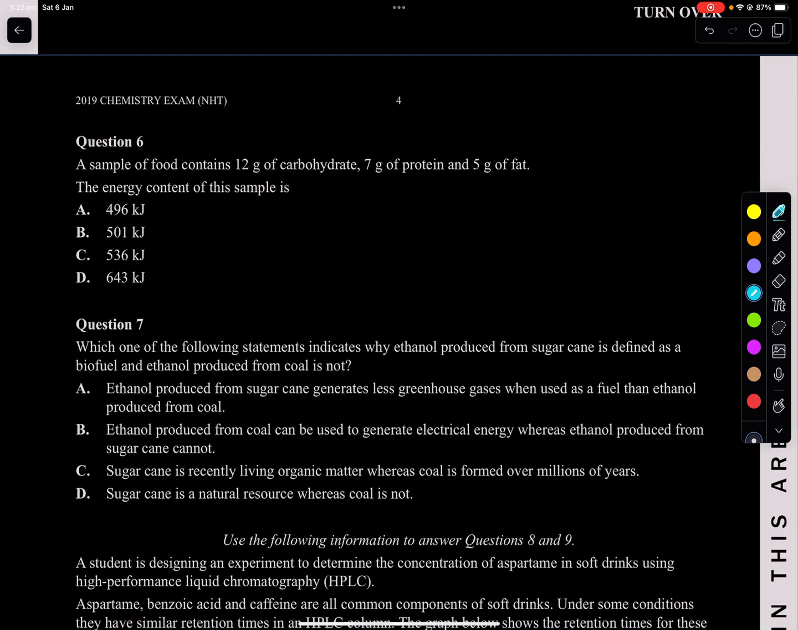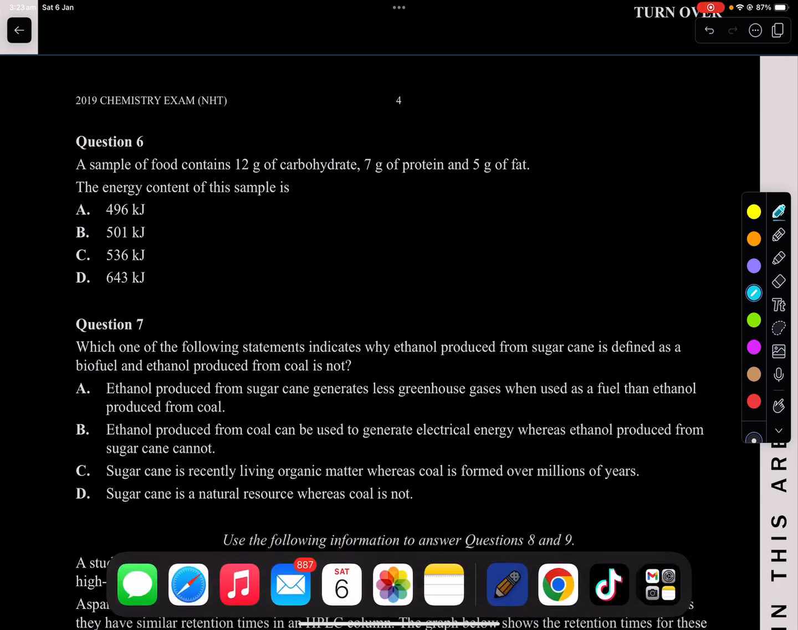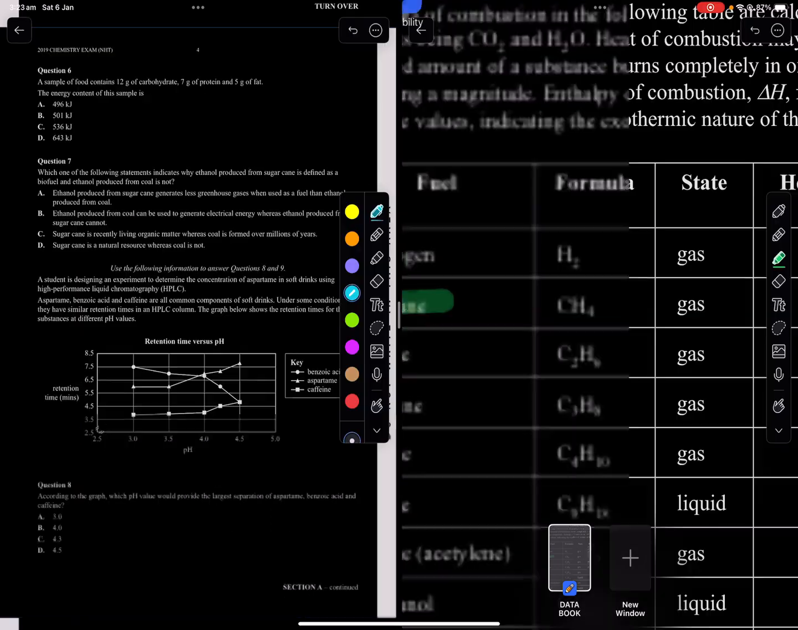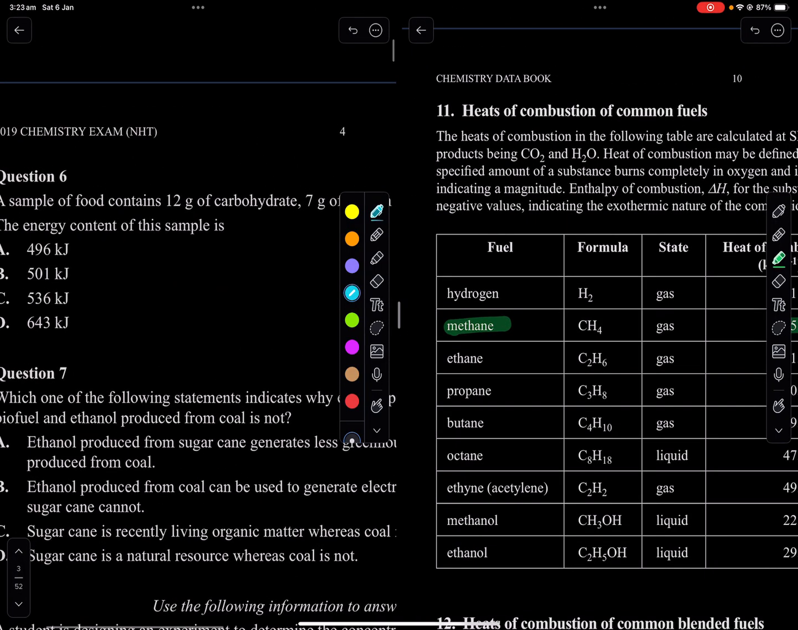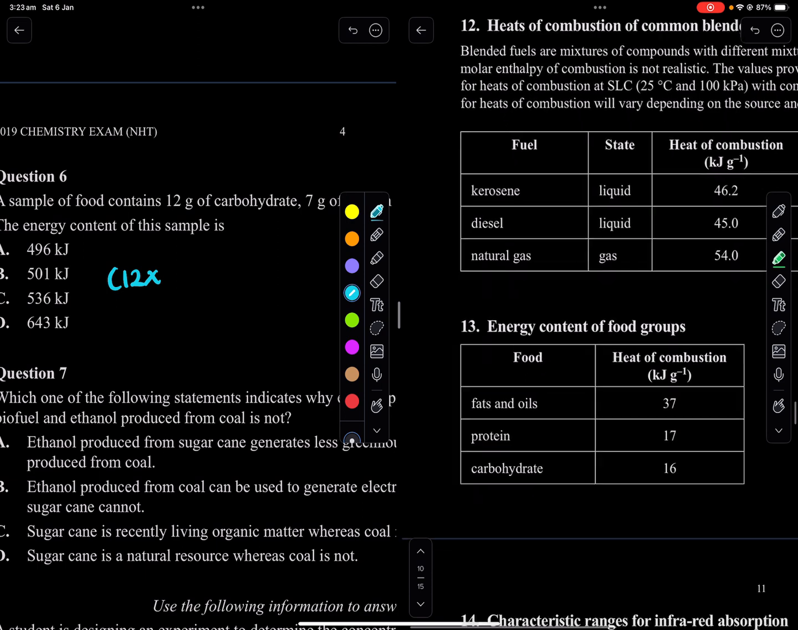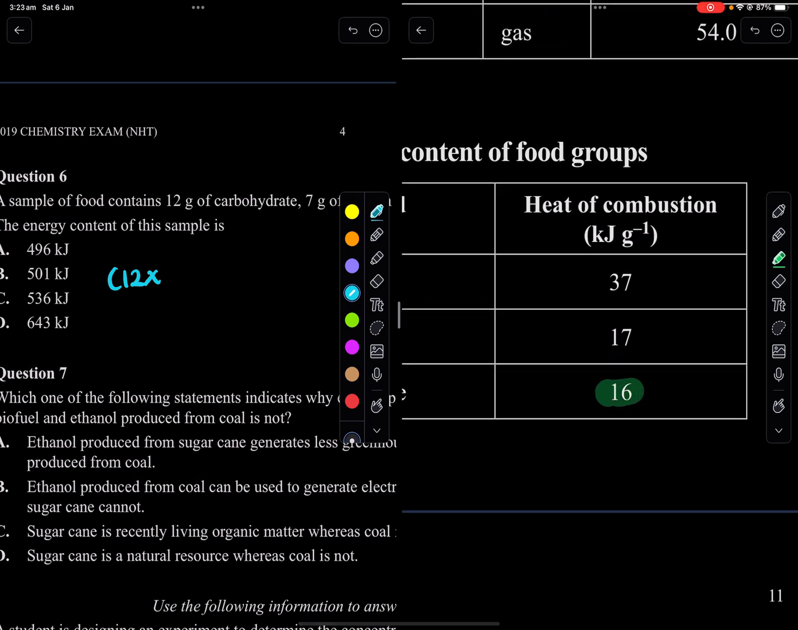Question 6. A sample of food contains 12 grams of carbohydrates, 7 grams of protein, and 5 grams of fats. The energy content of the sample is... What a beautiful question. It's very nice and easy. So the way you do this question is just go to our data booklet. And okay. So first let's look at that 12 grams of carbs. So right, 12 times. How much energy does a gram of carb give? So it gives 16. So we want to multiply by that.